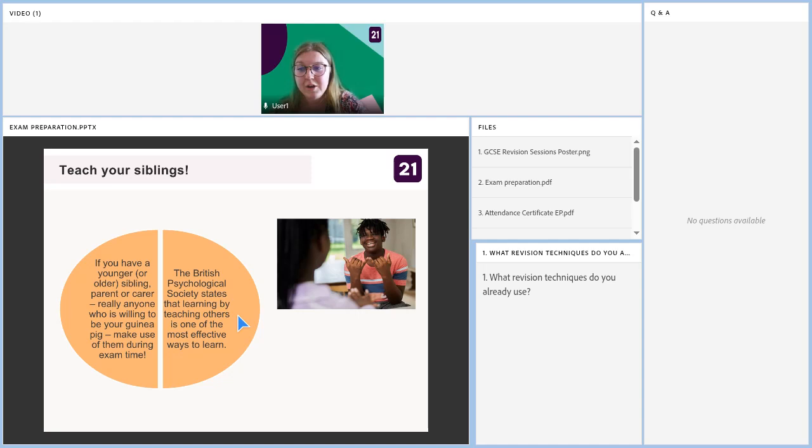So if you do have a younger or older sibling, ideally quite similar in age, so a much younger sibling, like a 6-year-old, is probably not going to be that helpful, but somebody who's at least in secondary school as well or older, if they're willing to be your guinea pig, do make use of them. It's also nice bonding time. So again, it does link to well-being in that it's quite nice to spend time with our siblings if they are willing.